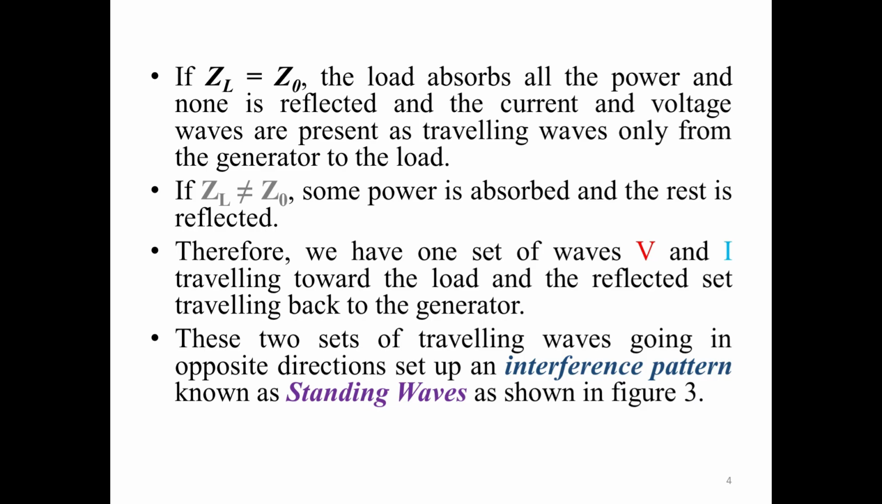If the load impedance is not equal to the characteristic impedance, some power is absorbed and the rest is reflected. Therefore, we have one set of waves, V and I, traveling towards the load, and the reflected set traveling back to the generator. These two sets of traveling waves going in opposite directions set up an interference pattern known as the standing waves, as shown in Fig 3.